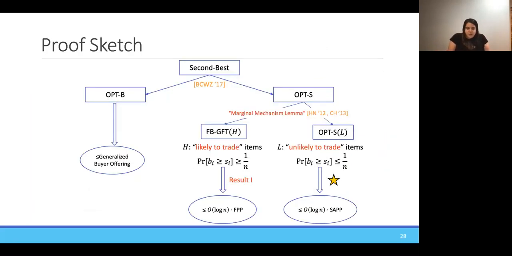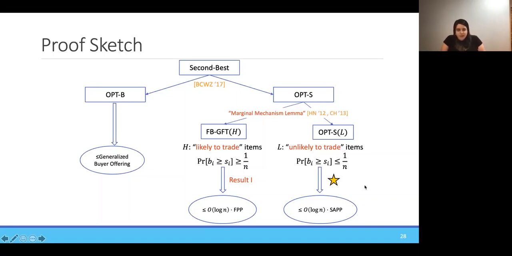Okay, so just to review, our proof sketch was we divided it into the super buyer utility and the super seller revenue. We bounded the super buyer utility with the generalized buyer offering mechanism. We bounded the super seller utility by using the marginal mechanism lemma to divide it into the first best gains from trade of the likely to sell items and the super seller revenue of the unlikely to sell items. We bounded the first best gains from trade using our first result, now that our minimum trade probability is over 1 over n. And we bounded the unlikely to trade items revenue by first turning it into each item's item pricing revenue, and then using the seller adjusted posted pricing.